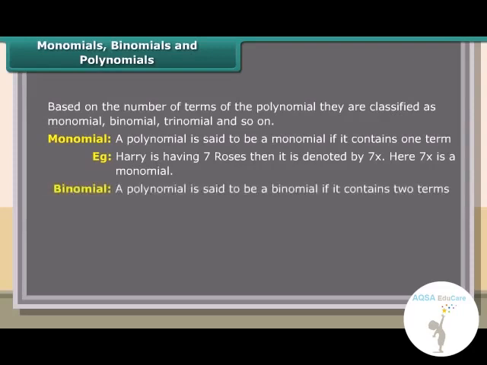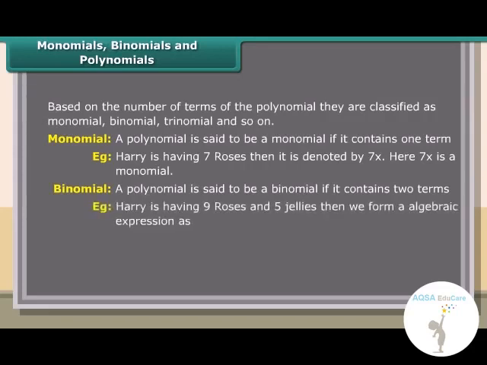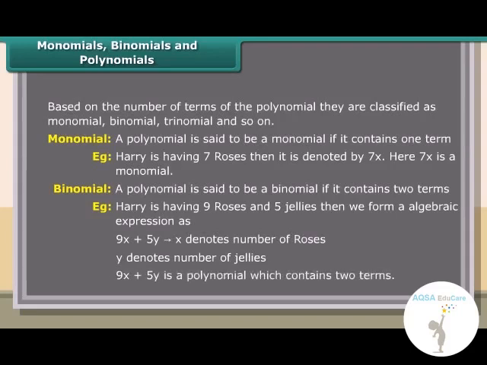Binomial. A polynomial is said to be a binomial if it contains two terms. Example, Harry is having 9 roses and 5 jellies. Then we form an algebraic expression as 9x plus 5y. X denotes number of roses, y denotes the number of jellies. 9x plus 5y is a polynomial which contains two terms.